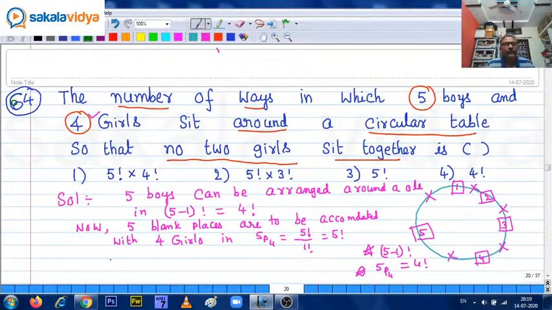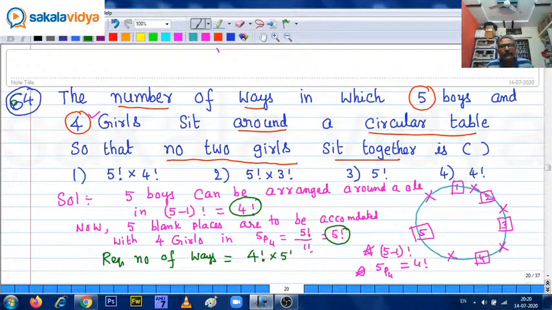Therefore required number of ways is equal to, this is the first work, this is the second work. Using the multiplication theorem, we can write 4 factorial times 5 factorial. That's why the first option is the right option. 5 factorial times 4 factorial is the same as 4 factorial times 5 factorial. No problem. Option 1 is the right option.